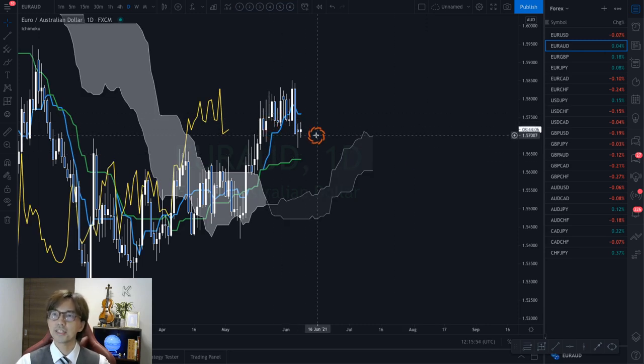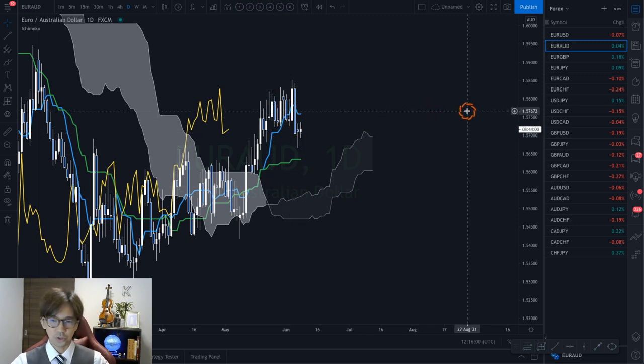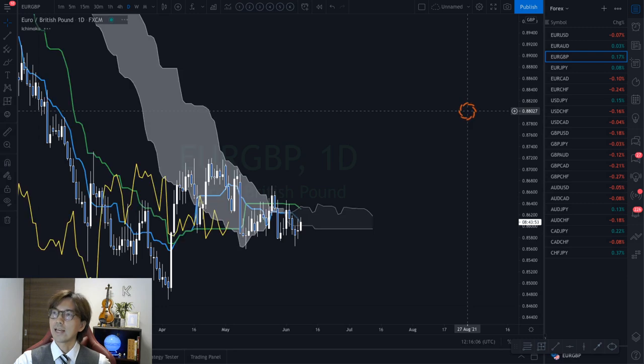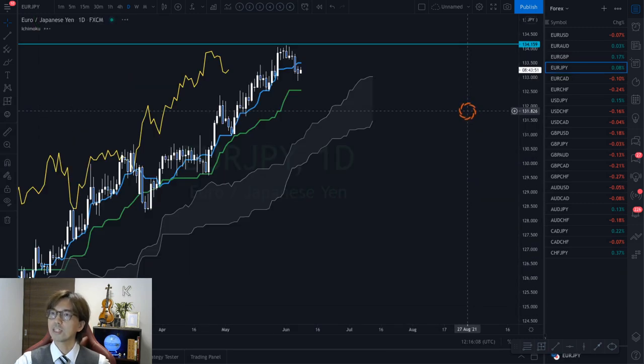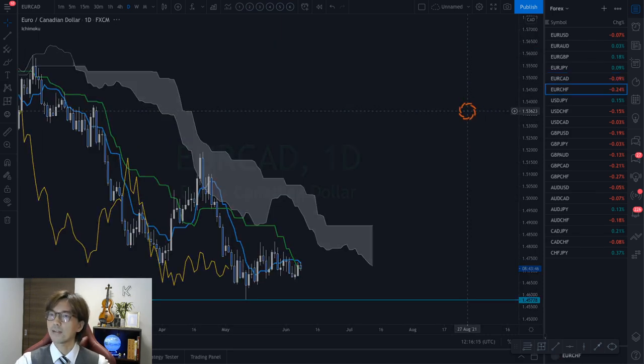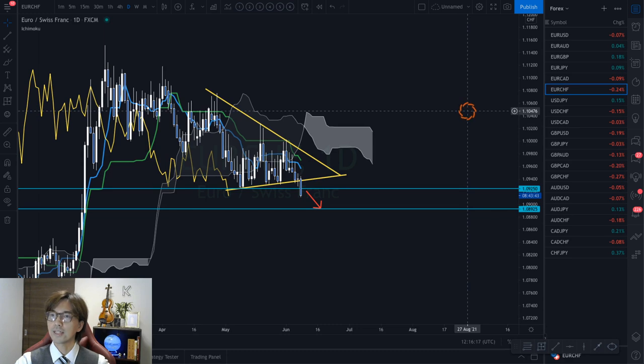This one is also ranging, flat, Kumo flat, Kijun Sen flat. The price has been retracing backwards now, and there is no stable trend in this pair, so I will skip it. And Euro Pound is also flat, Euro JPY is flat. So I screen by the daily chart like this, first of all. And Euro CAD is also flat ranging, Euro Swiss franc flat. Now it's broken downwards, the support line is broken downwards, so this could be a new downtrend.